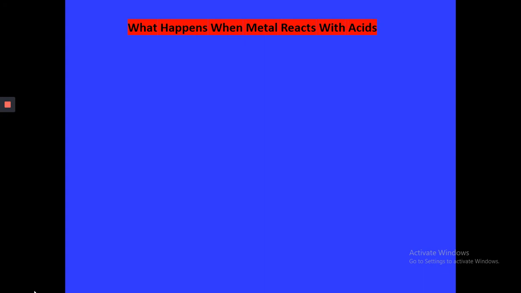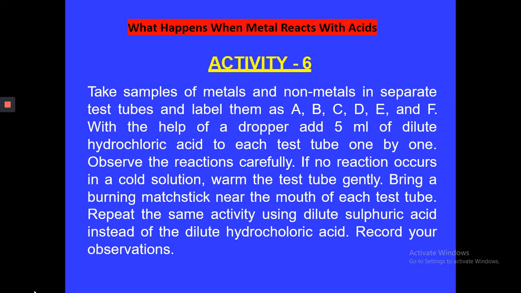Now we will discuss what happens when metal reacts with acid. For this, we will perform an activity. Take samples of metals and non-metals in separate test tubes and label them as A, B, C, D, E and F. With the help of a dropper, add 5 ml of dilute hydrochloric acid to each test tube one by one. Observe the reaction carefully. If no reaction occurs in the cold solution, then warm the test tube very gently. Bring a burning matchstick near the mouth of each test tube. Repeat the same activity using dilute sulfuric acid instead of dilute hydrochloric acid.